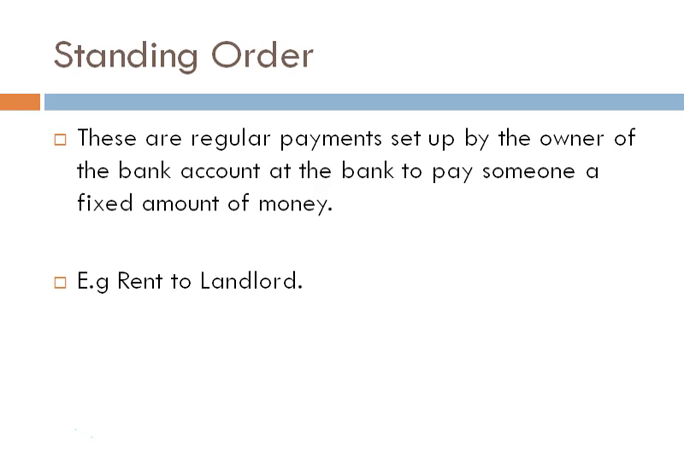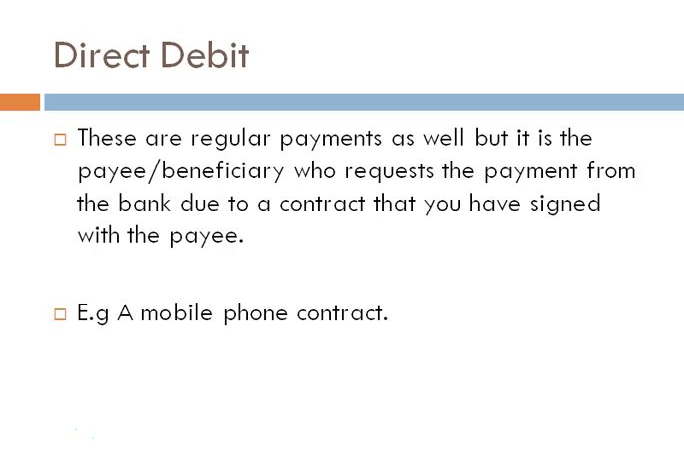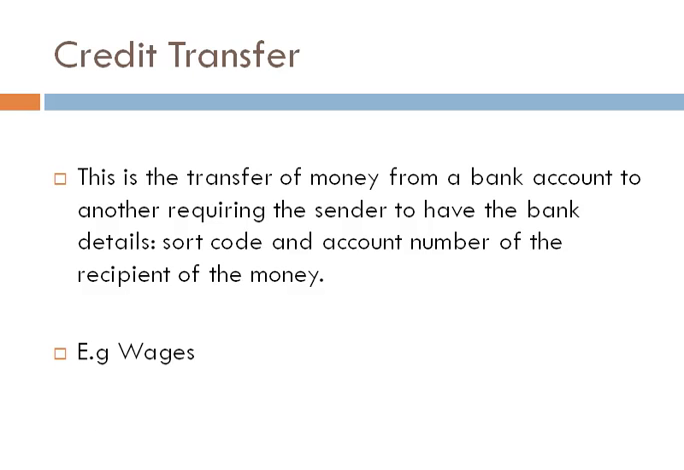So we have regular payments set up by the owner of the bank account at the bank to pay someone a fixed or regular amount of money, for example, rent to a landlord. We've talked about direct debits, typically mobile phone, gas, or electricity contracts. Here the beneficiary, the gas company, the recipient of the money, is the one who goes to the bank to get the money because you signed a contract with them. And this is just money. It could be either way: money coming in, or money going out.